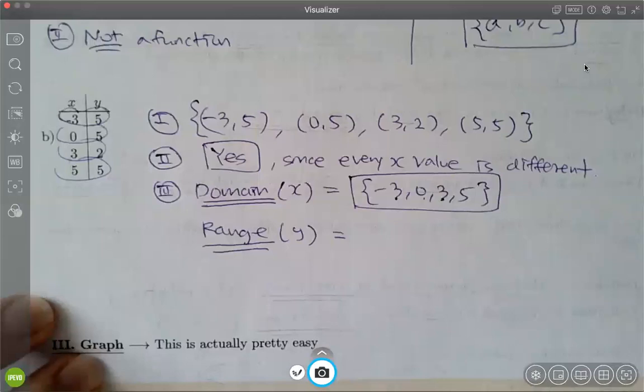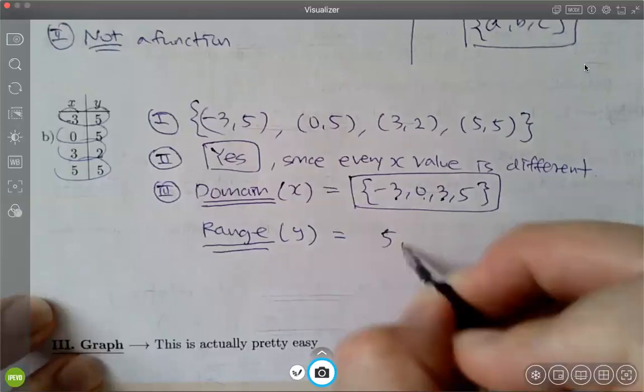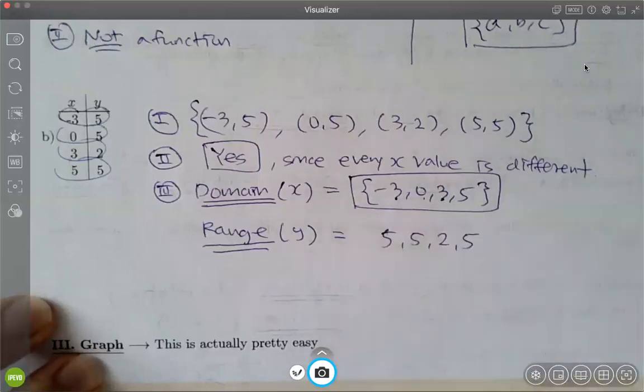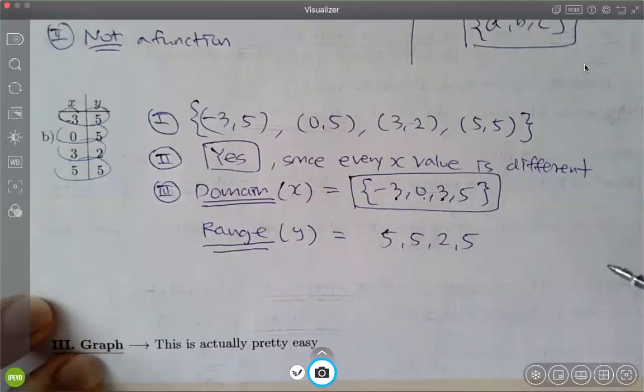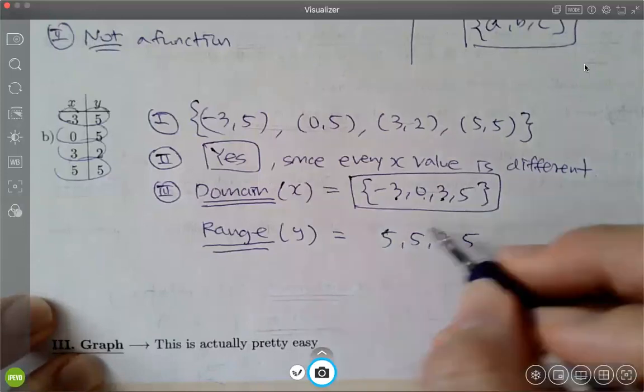5, 5, 2, 5. Okay, 5, 5, 2, 5. Now, do we have to cross out some of the fives? Yes or no? So, is this 5 different from that 5? No, right? It's the same, right? So what do you have to do? Cross out the repeaters.